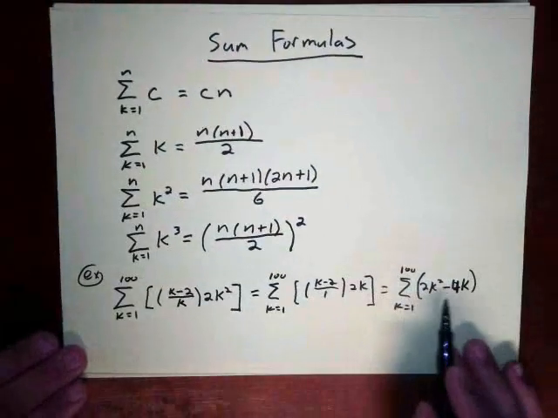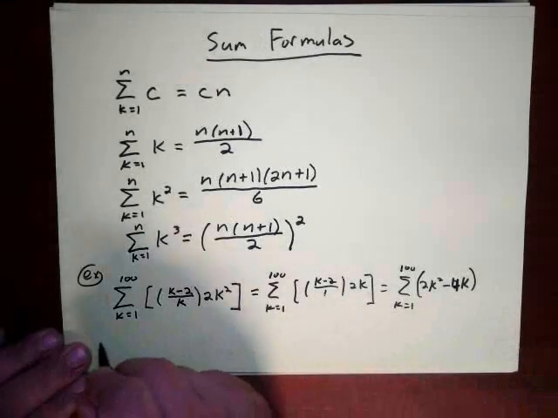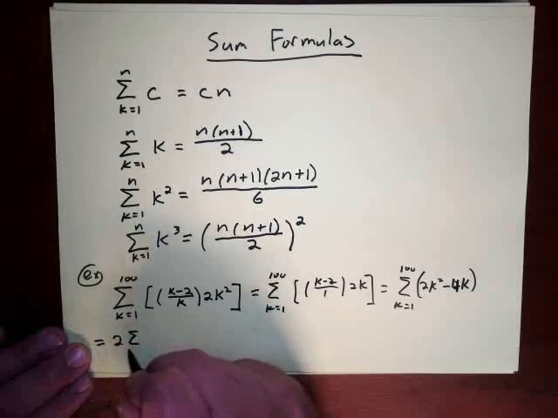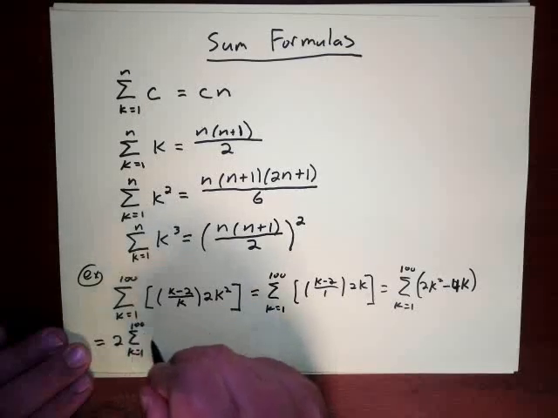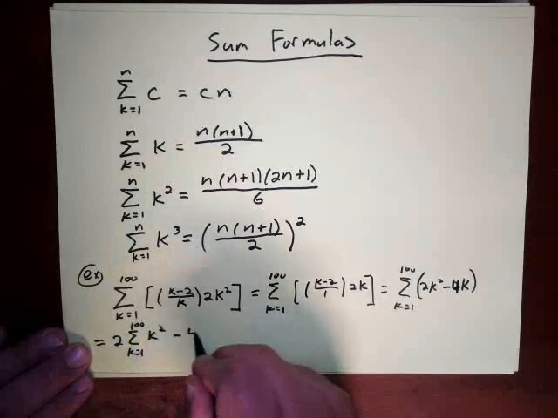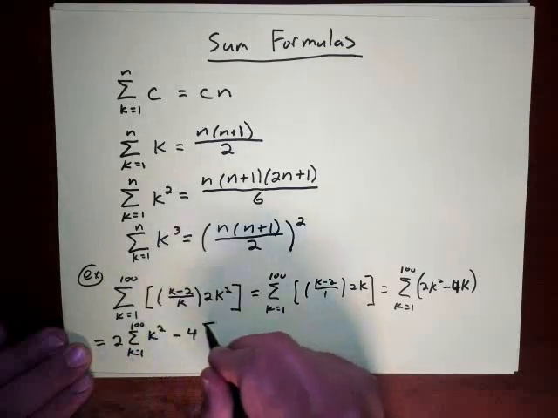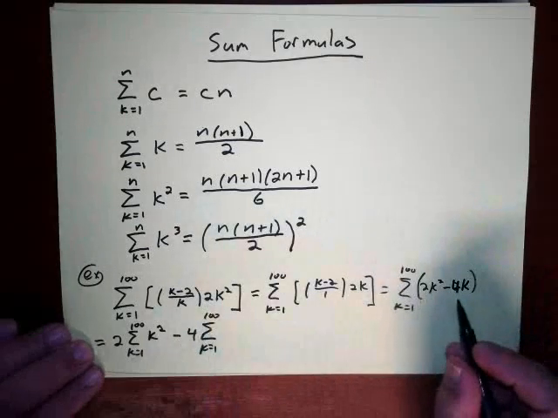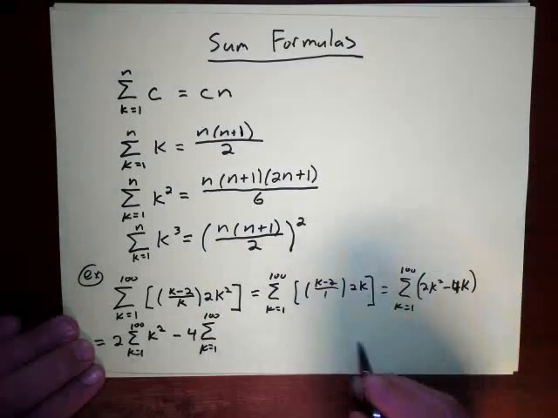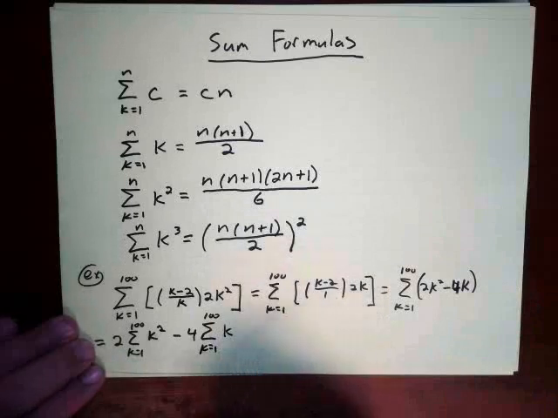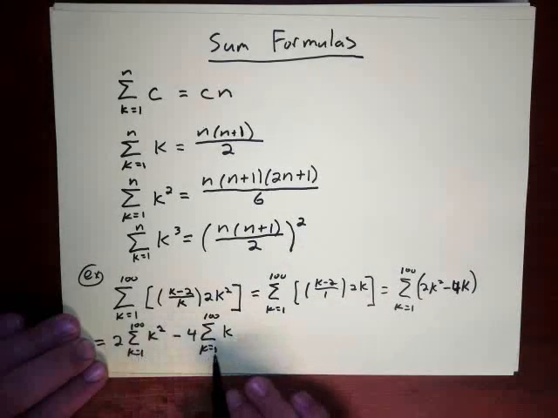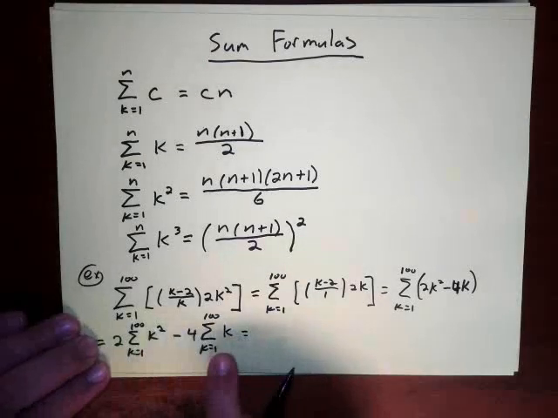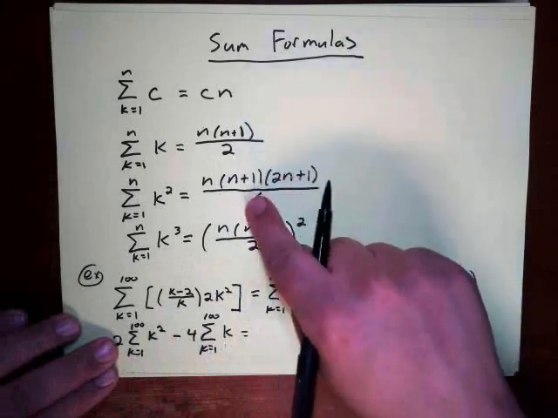So now I can split this sum up over the difference, and I can pull out the constant multiples. When I do that, I get 2 times the sum, k equals 1 to 100 of k squared, minus 4 times the sum of k equals 1 to 100 of just k. Okay, so now if you look here, we have these 2 formulas, and so what I can do here is use these formulas up here.